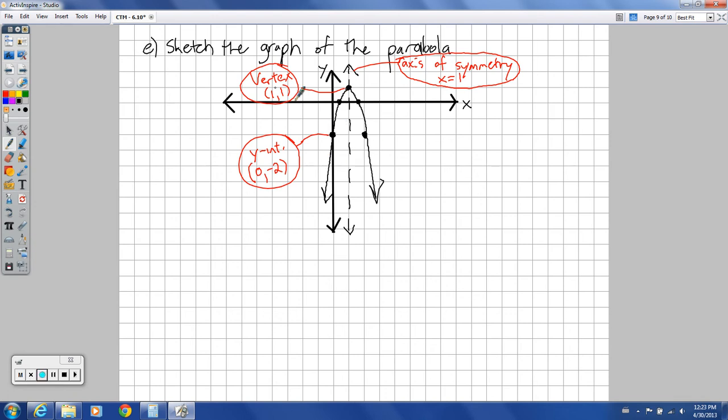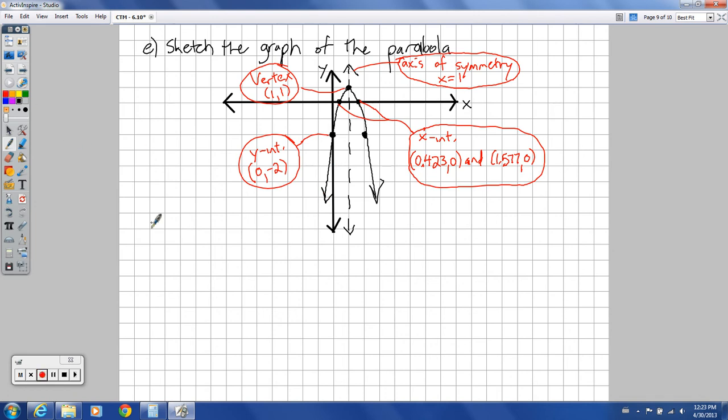Let's label these 2 points right here and right here. These were the x-intercepts. You had 0.423, 0, and you had 1.577, 0. So there's our graph. There's a sketch of our graph.